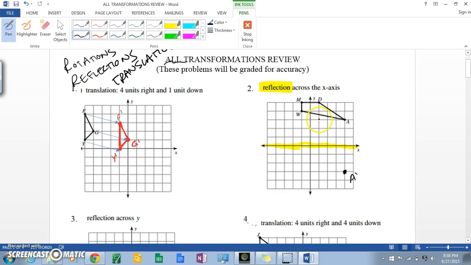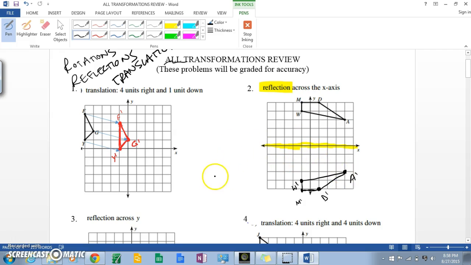So for D, 1, 2, 3, 4, 5, and 1, 2, 3, 4, 5. That's D prime. W, 1, 2, 3, 4 and 1, 2, 3, 4. W prime and M prime, 1, 2, 3, 4, 5 and 1, 2, 3, 4, 5. M prime is out here. So we just connect our lines, and we have a reflection.